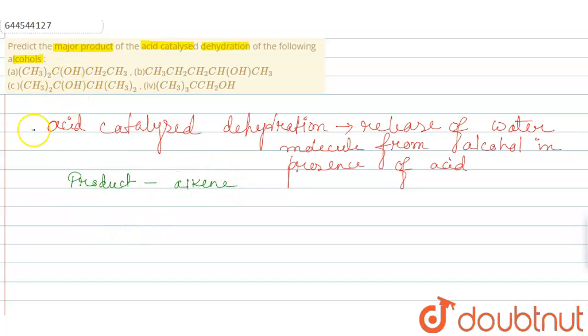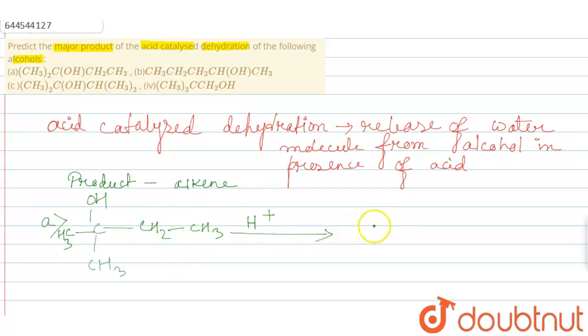So, if we check for option A, we will draw the structure first: CH3, OH, CH3, CH2, CH3.